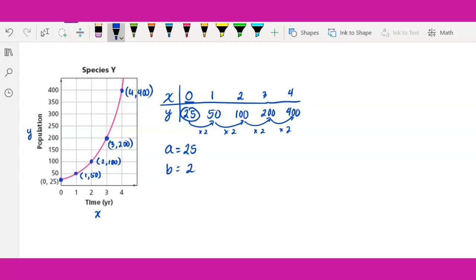Now, what is your equation? Your equation is y is equal to, you start from 25, that's your a, times 2 raised to the x. The 2 right there is your b.